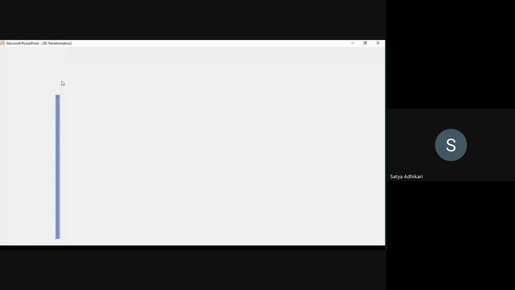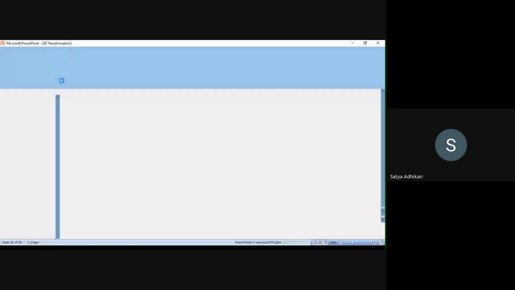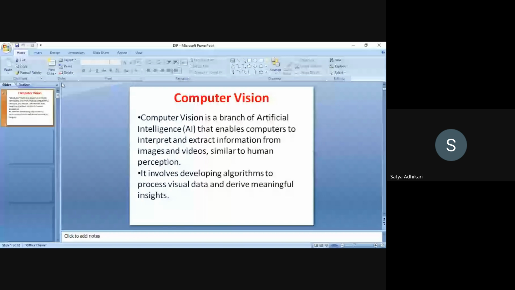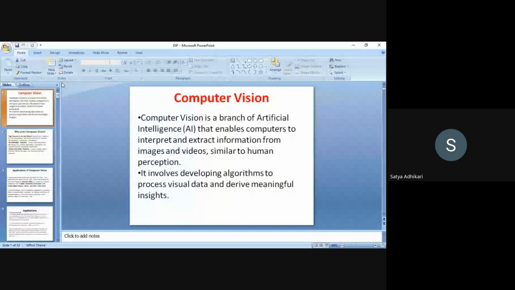We have discussed all these transformation techniques: translation, where you want to change the size, the rotation, scaling, shearing, and reflection. So these are all techniques used in 2D rigid body transformation, and this is all about transformation.